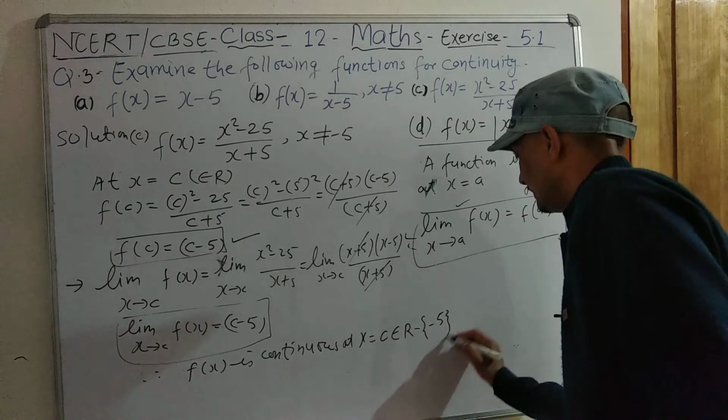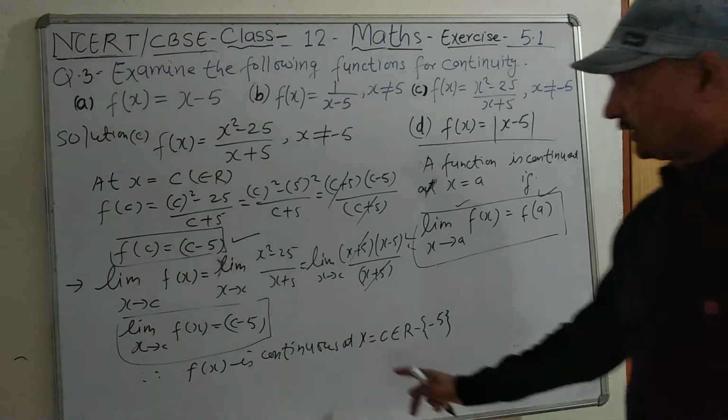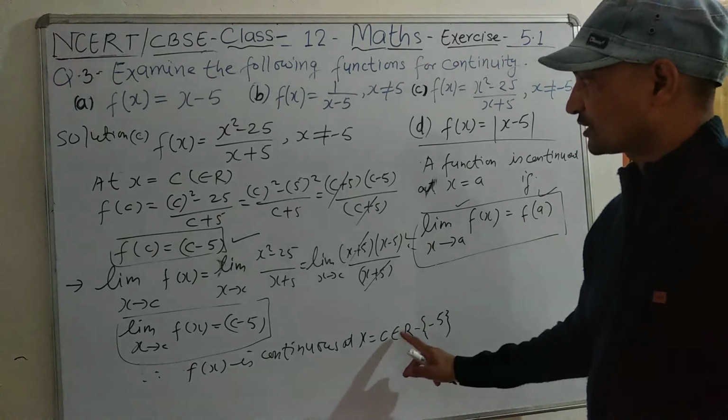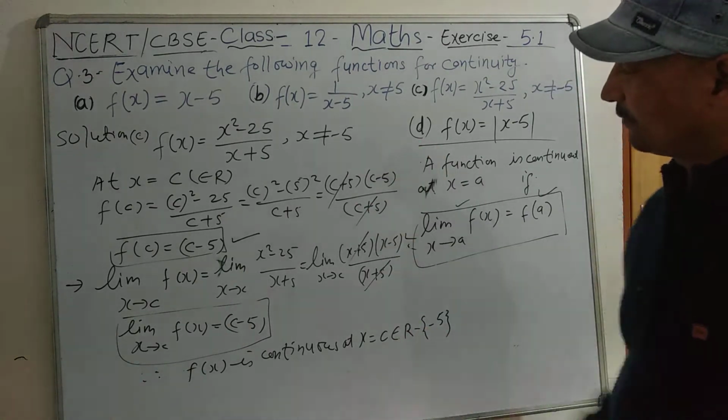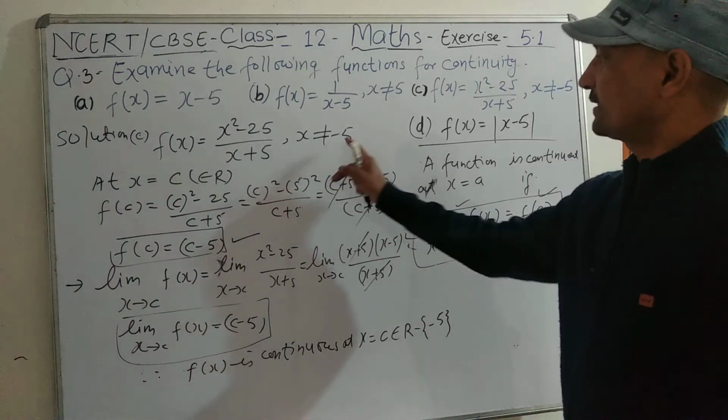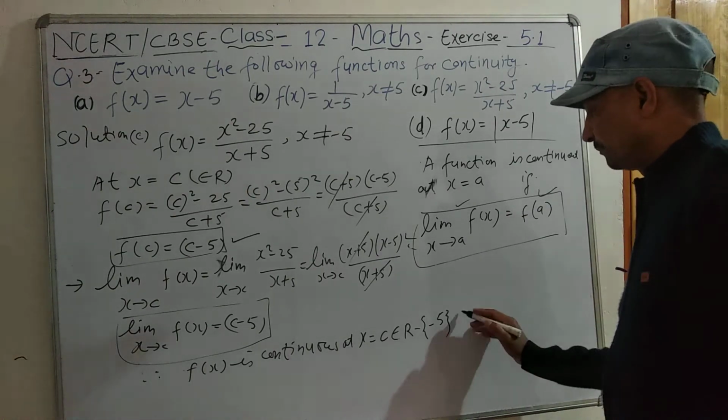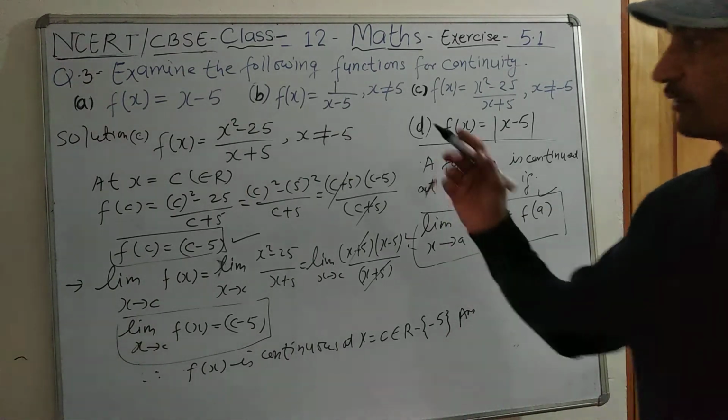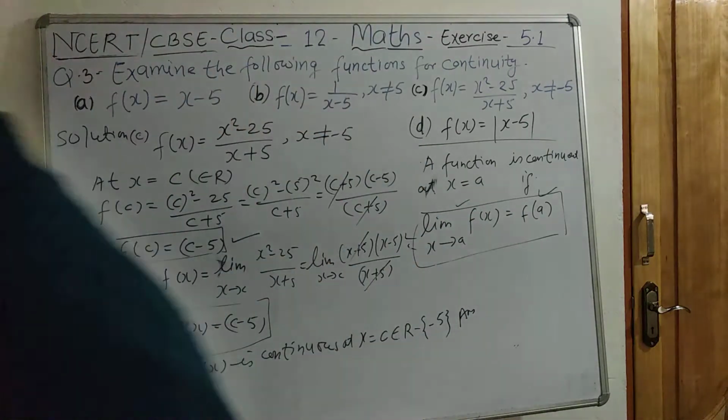So we will write the answer like this: at this point x is equal to c, c belongs to R, real, for each and every real number, but except x is equal to minus 5. So this is the answer for part C. Now we will do part D.